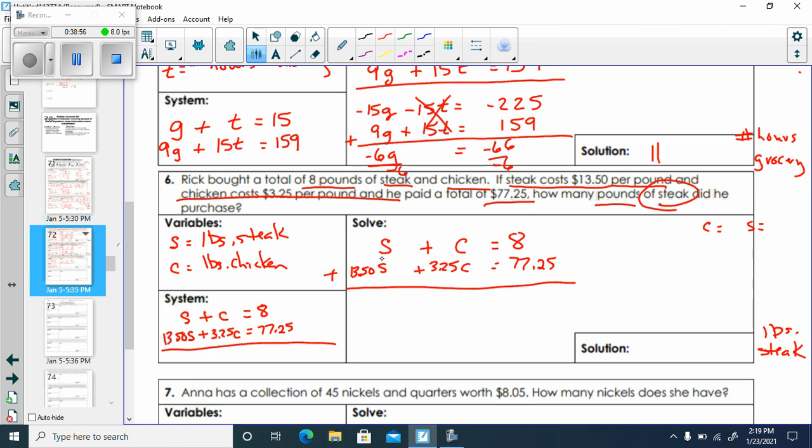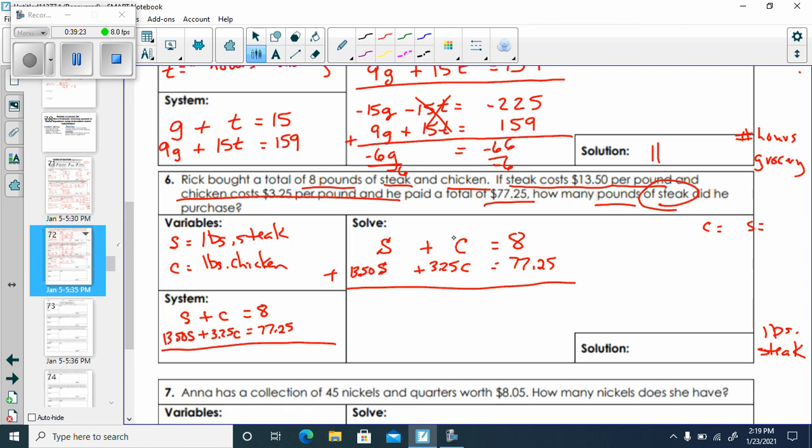I'm going to have to eliminate one of these variables, either the S for the number of pounds of steak or the C's for the number of pounds of chicken. What am I asking for? I'm asking for the steak, so let's get rid of the chicken so I don't have to solve for C and then plug in and solve for S. Let's just get rid of C to start with.